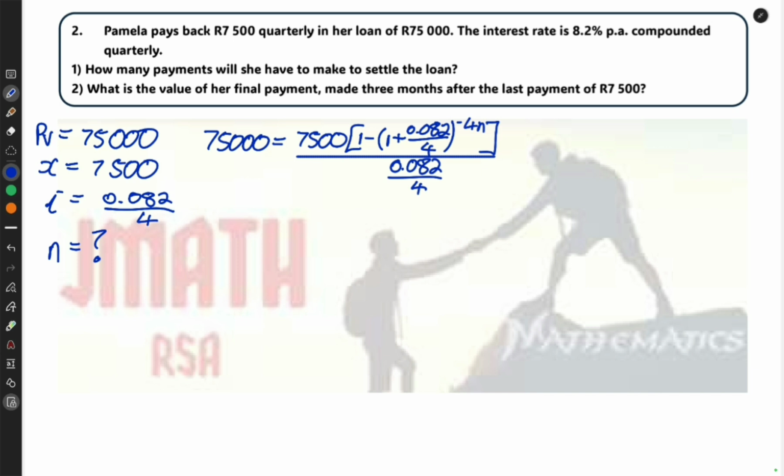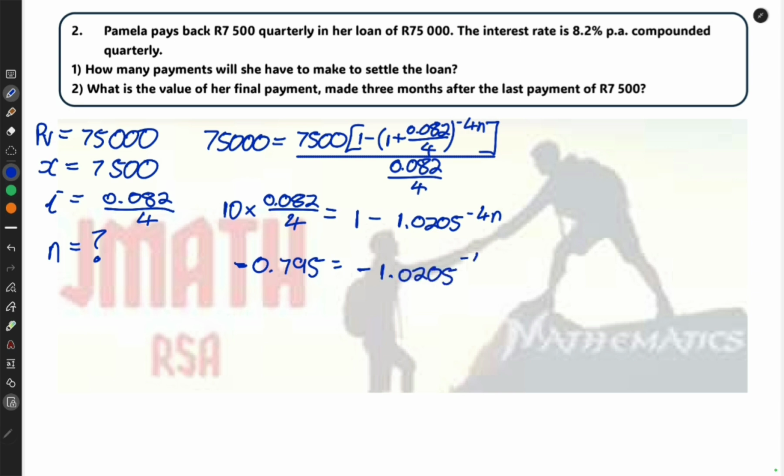So step 1, I'm going to divide both sides by 7,500. And that will just give me a value of 10. Then I'm going to multiply by the interest rate over 4. And that will give me 1 minus. If I simplify this bracket, it's actually going to be 1.0205. So I don't know if that's more simplified for you, but you can choose in which form you want to use it. So I'm just going to take this 1 and take it over, type it in my calculator, and then I see this is -0.795 is equal to -1.0205 to the power -4n.